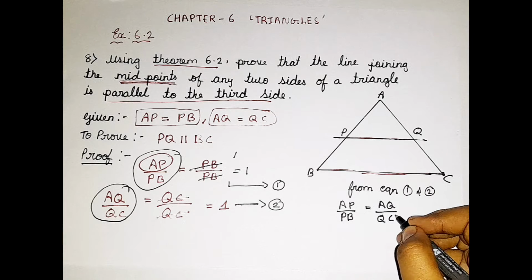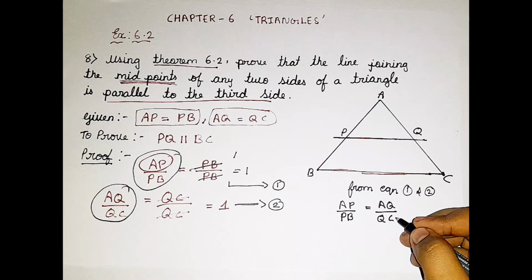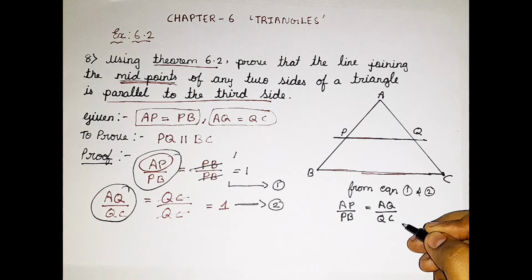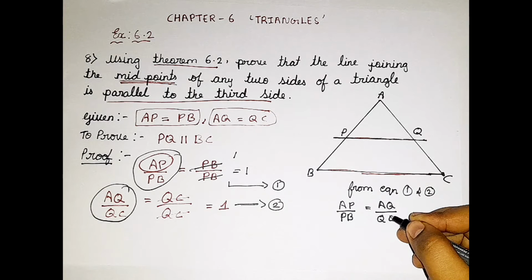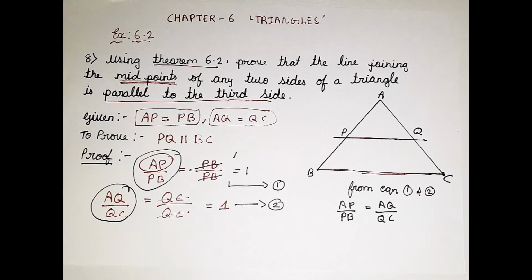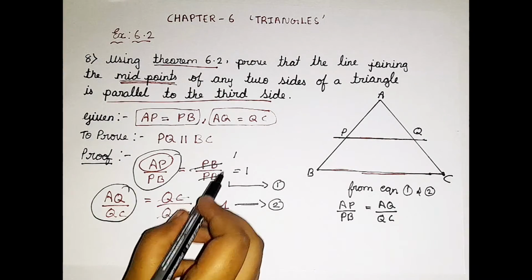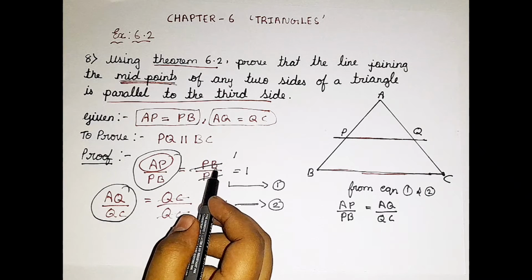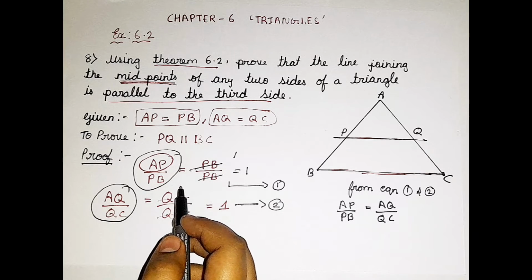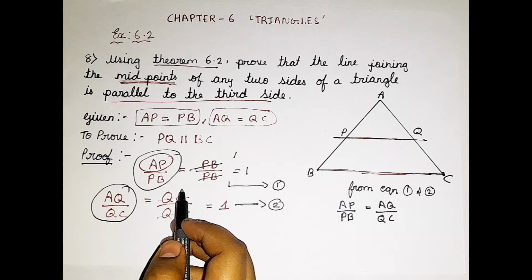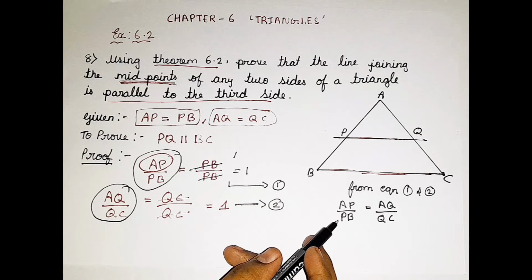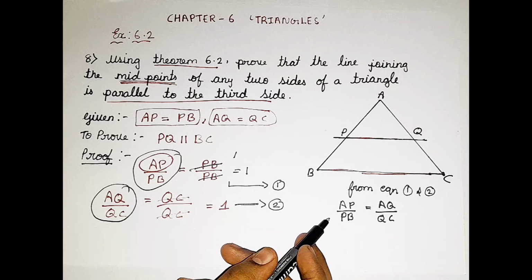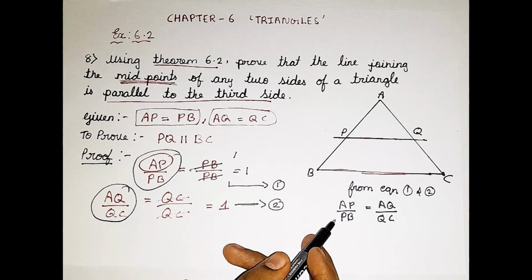So now I am going to be writing like this. This is what BPT is, but I am not going to be mentioning it. Why? Because according to the question, we are supposed to use only theorem 6.2. Since we are not able to apply BPT, we just substituted the value, that is, instead of AP, I just wrote PB. We are not supposed to use BPT. So finally we got the value without using BPT. That is a miracle, am I right?